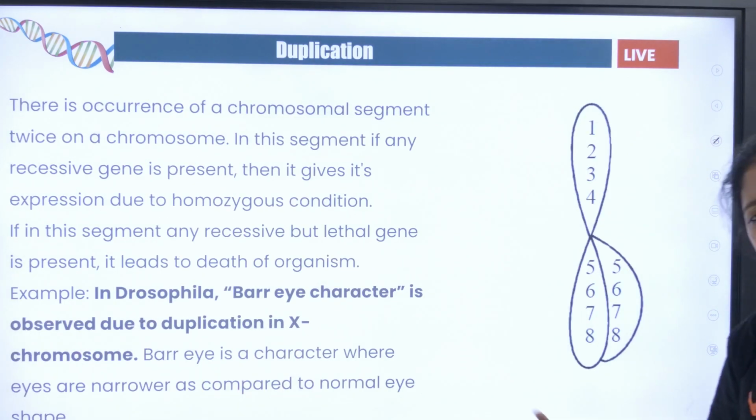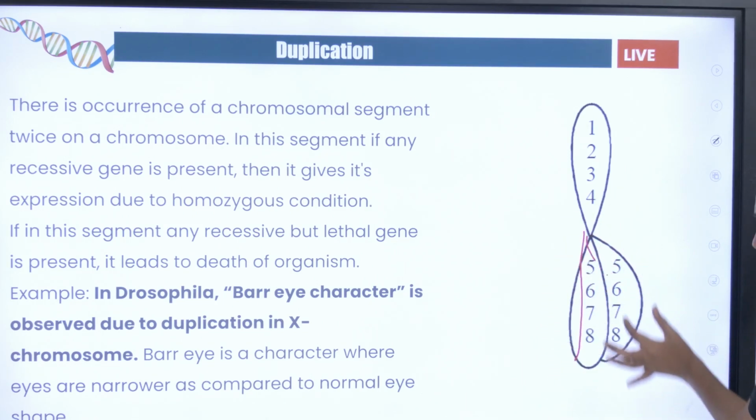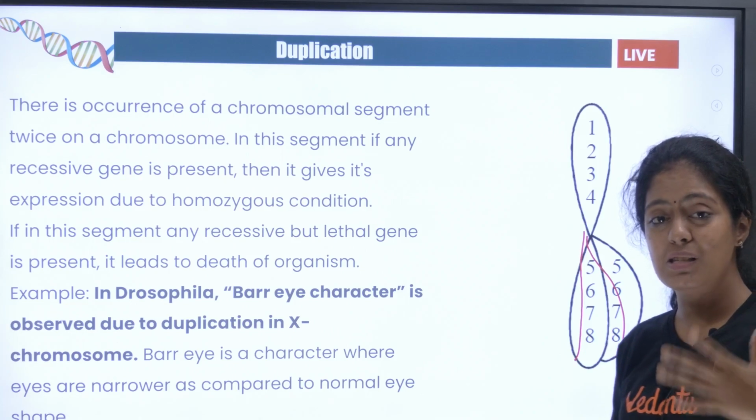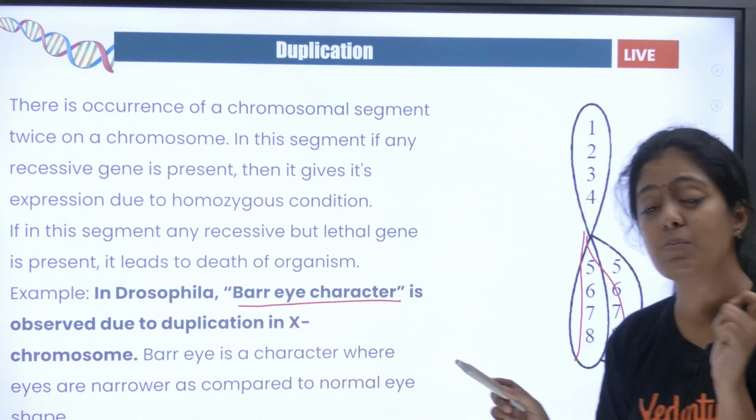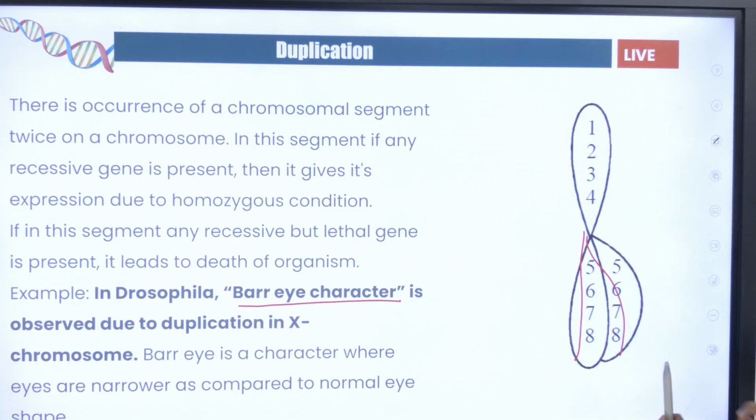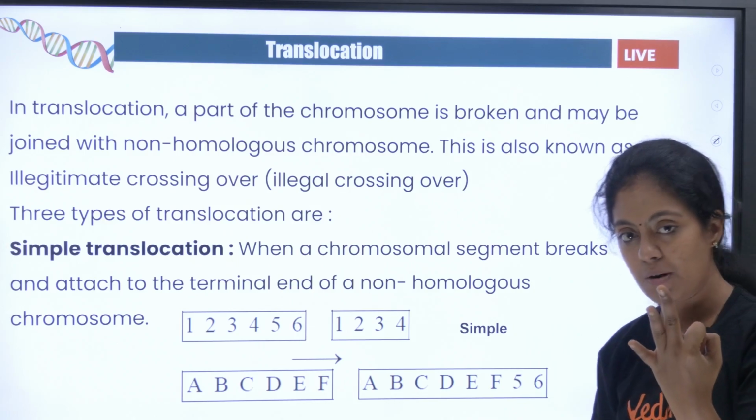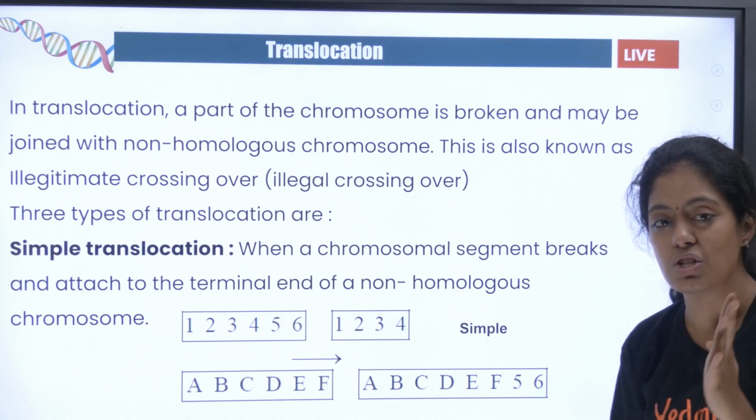Then duplication, very easy. One part of your chromosome is duplicated, it becomes another copy. And this can result in homozygous recessive conditions. You have the bar-eye character observed in Drosophila, which is due to duplication in the X chromosome. So what have we studied? First deletion, inversion, and then duplication. Now the fourth type of chromosomal aberration, translocation, we are going to study.